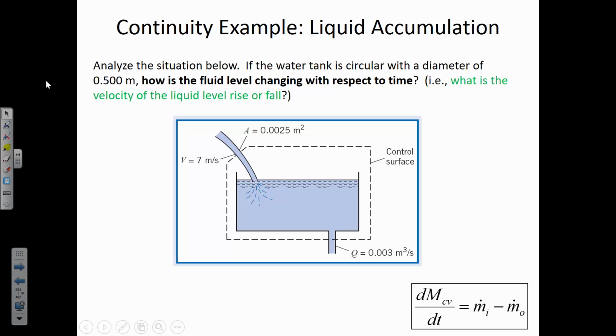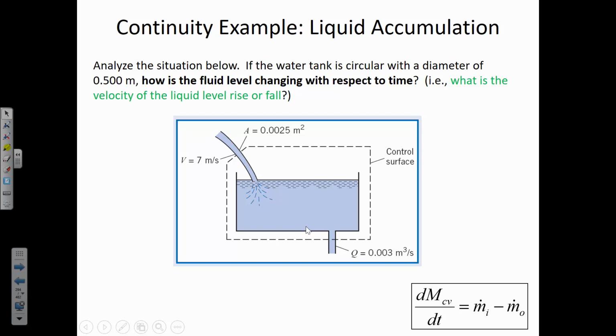It says here it's a circular tank with a diameter of 0.5 meters. What that's talking about is not the diameter of the opening and not the diameter of this jet of water that's coming in, but the diameter of the circular tank. And so we're going to want to know the cross-sectional area of the tank. There's a flow in and a flow out.